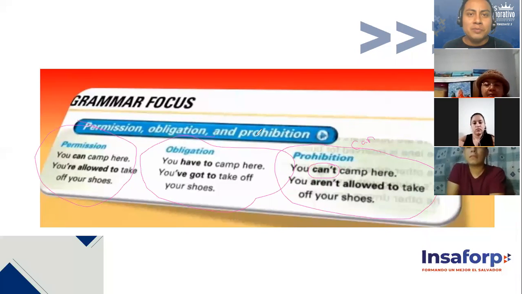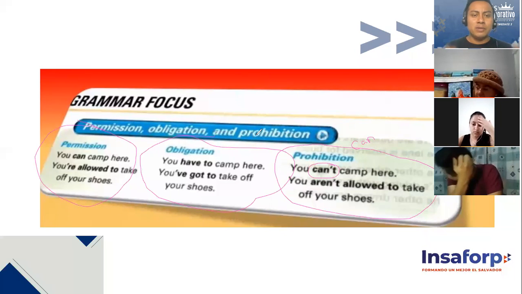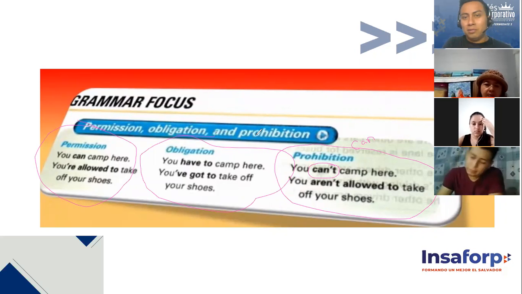Work on one permission statement, one obligation statement, and one prohibition, and try to use these models, these options given here. I'll give you maybe 2 or 3 minutes, and you give me one of each category. Think about general things, not only at school, think about maybe at home or at work, and then you provide me with these examples. I'll give you 3 minutes, one per each category. Start writing, and then you share with me.